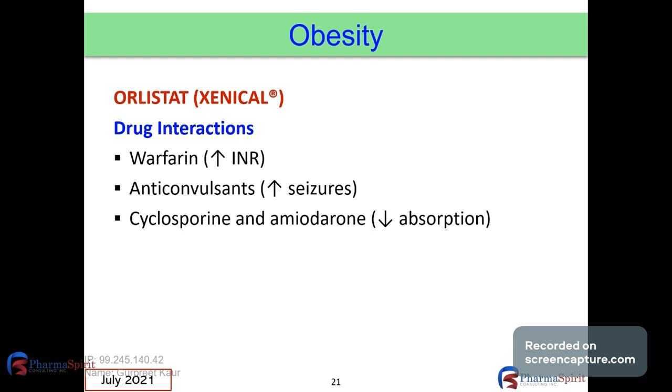Orlistat impairs the absorption of anticonvulsant drugs and increases the risk of having seizures. Orlistat also reduces the absorption of amiodarone and cyclosporin. Orlistat interacts with other drugs as well, such as oral contraceptives, levothyroxine, and anti-diabetic drugs.